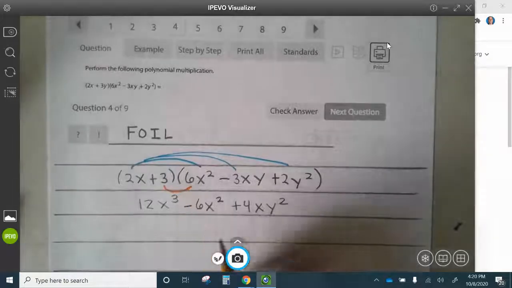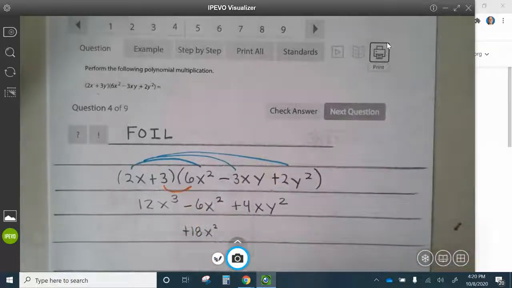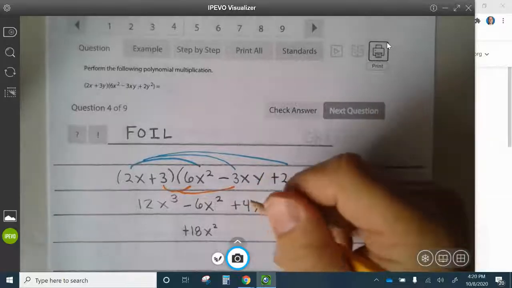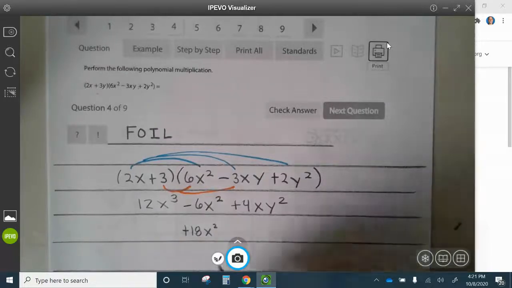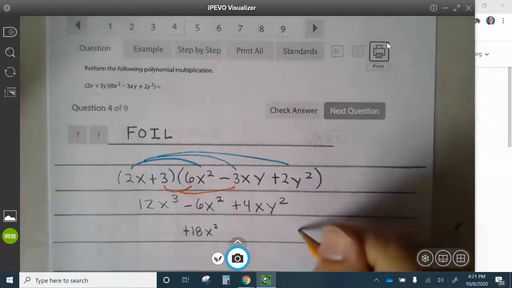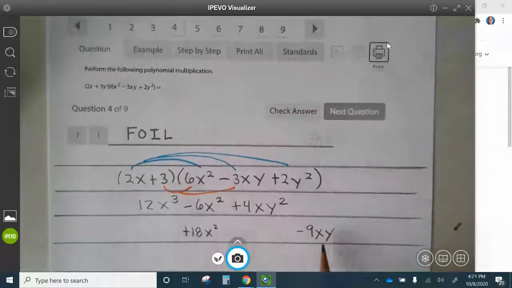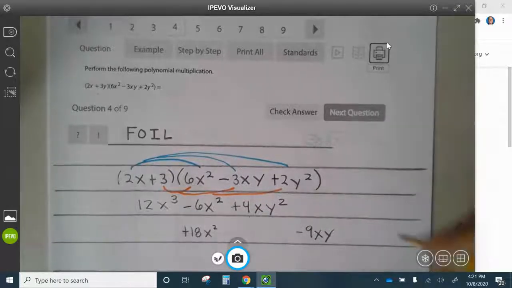Okay. Then I'm going to multiply 3 times this, which is minus 9xy. I put that over here because it doesn't line up with this, okay? And then 3 times 2y squared is plus 6y squared. Okay, so now let's combine terms.